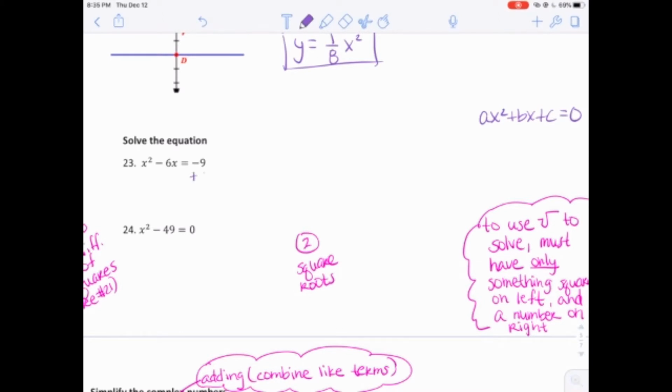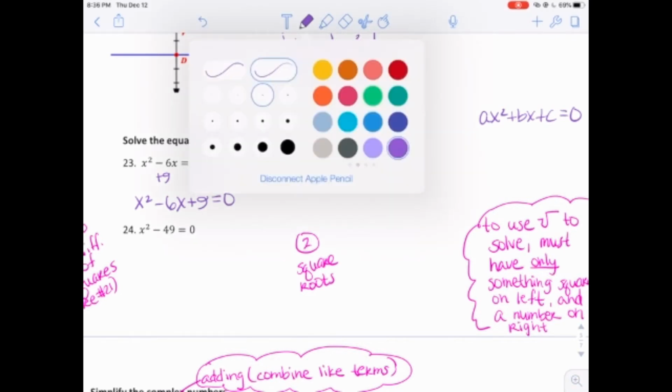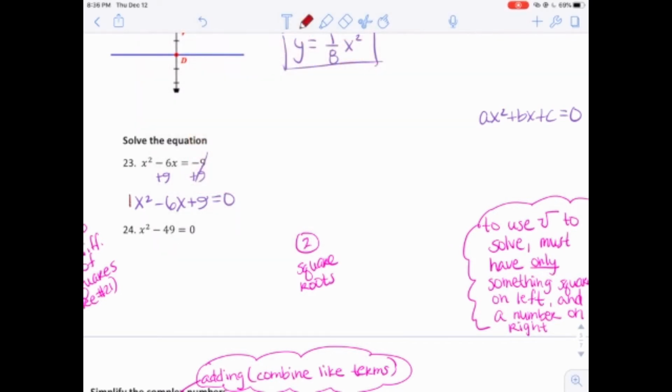So I need to add 9 to both sides to get standard form. So then we'll have x squared minus 6x minus 9, or sorry, plus 9. I don't know why I wrote minus there. Make sure if you add to one side, you add to the other. And then we equal 0. So again, we can identify our a, b, and c. Remember that there's a 1 in front of that x, and that's our a, this is our b, this is our c.